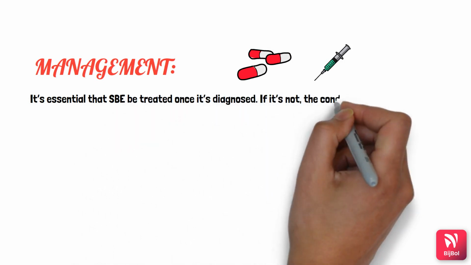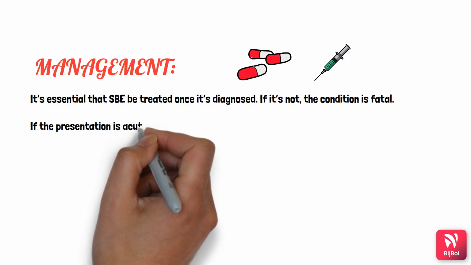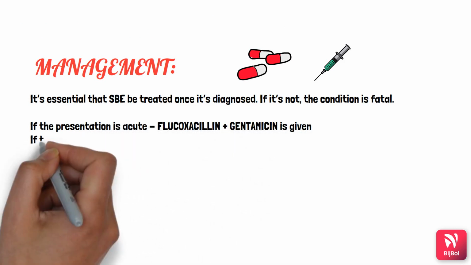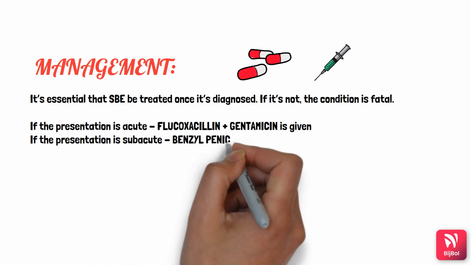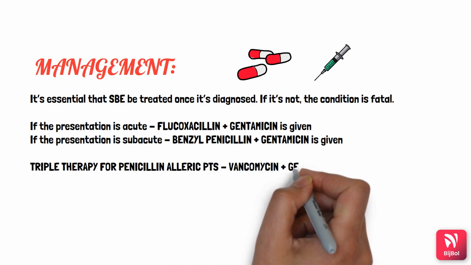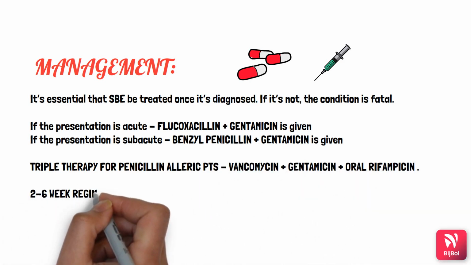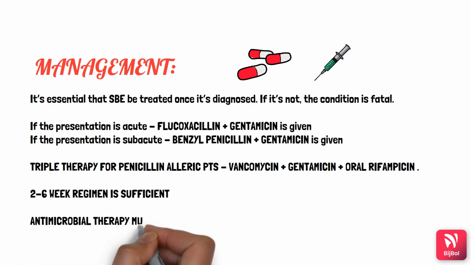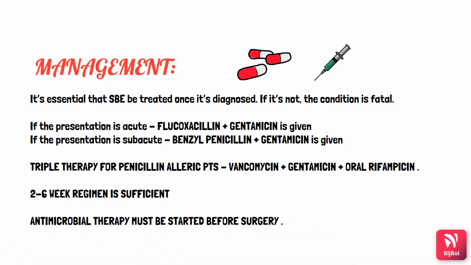Cure of endocarditis requires eradication of all microorganisms from the vegetation. Microbial drug regimen must be used in enough concentration and duration to sterilize the vegetation. Any source of infection should be removed as soon as possible, like a tooth with an apical abscess should be extracted. If the presentation is acute, flucloxacillin plus gentamicin is given. If the presentation is subacute, benzyl penicillin plus gentamicin are preferred.